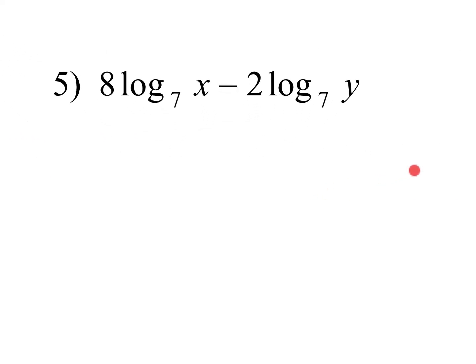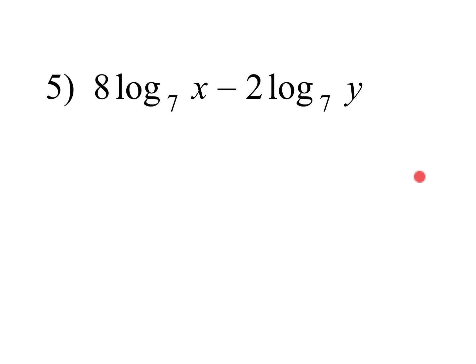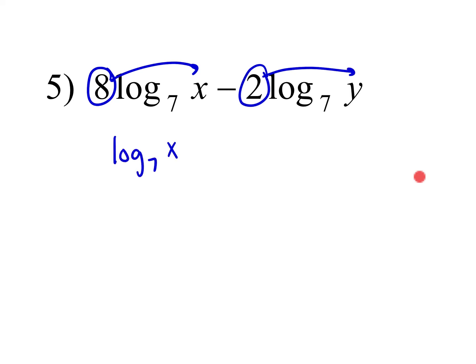All right, let's look at number 5. What's the first thing I should do? Move the 8 up top. And what else? Move the 2 up top. So I have log base 7 of x to the 8th power minus log base 7 of y to the 2nd power.